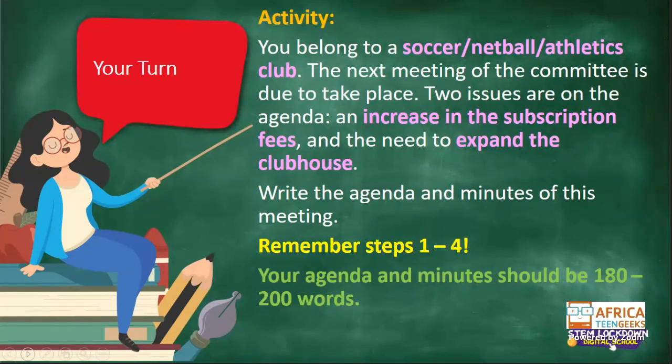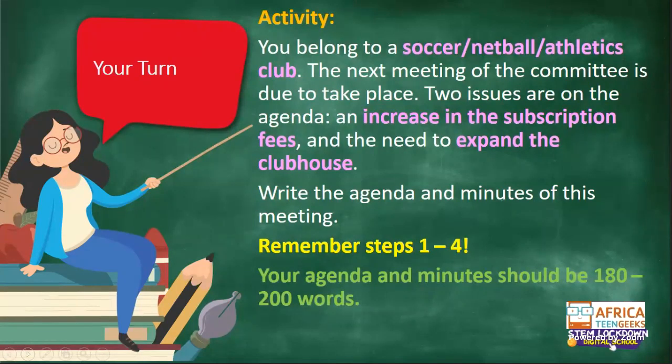So remember our keywords there are Soccer Netball Athletics Club. You must write down an agenda and minutes. And the issues on the agenda are increase in subscription fees and the expansion of the clubhouse. Remember steps 1 to 4 when you write down your agenda and minutes, okay? Your entire work needs to be between 180 to 200 words, which gives you an indication that it's not supposed to be long at all.